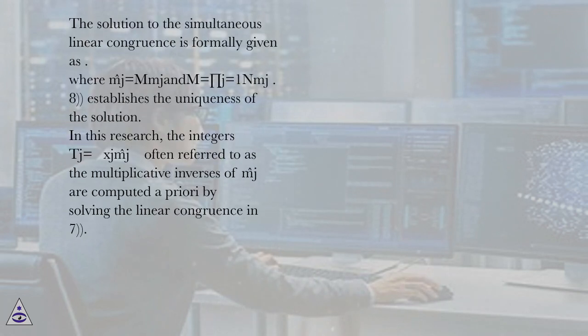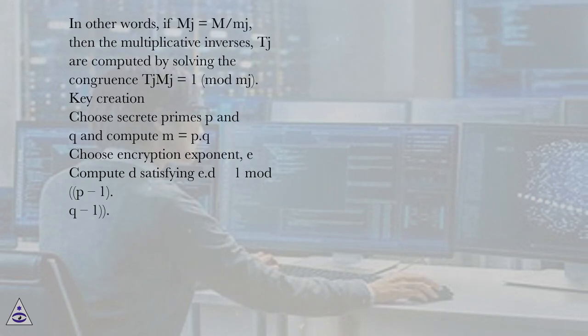The solution to the simultaneous linear congruences is formally given as follows, where Mj equals M over mj, and M equals the product of mj for j equals 1 to n. This establishes the uniqueness of the solution. In this research, the integers Tj equals Xj mod mj, often referred to as the multiplicative inverses of Mj, are computed a priori by solving the linear congruence in 7. In other words, if Mj equals M/mj, then the multiplicative inverses, Tj, are computed by solving the congruence Tj Mj equals 1 mod mj.